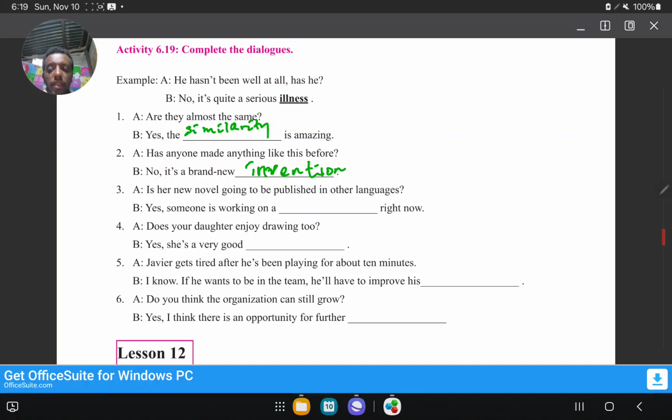It is noun. That is suffix. Question number 3. Is her new novel going to be published in other languages? በሌላ ቋንቋ ይታተማል ወይ ነው የሚለው ወይም ፐብሊሽ ይደረጋል ወይ? Yes, someone is working on a dash right now. ስለዚህ በሌላ ቋንቋ ነው አይደለ? ምንድነው? ትራንስሌት ነው አይደል የሚደረገው? So yes, someone is working on a dash right now. Translation. Students. Okay?